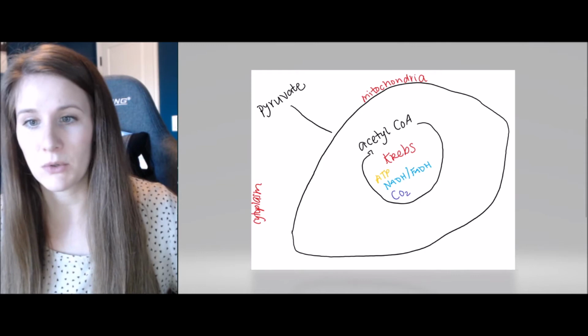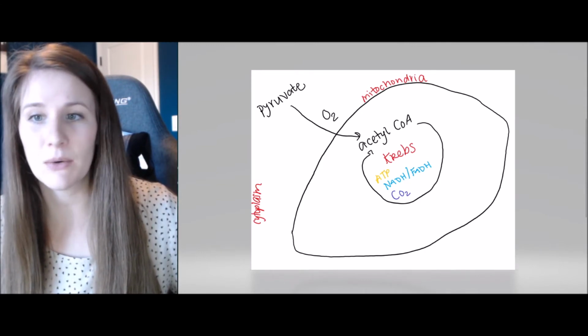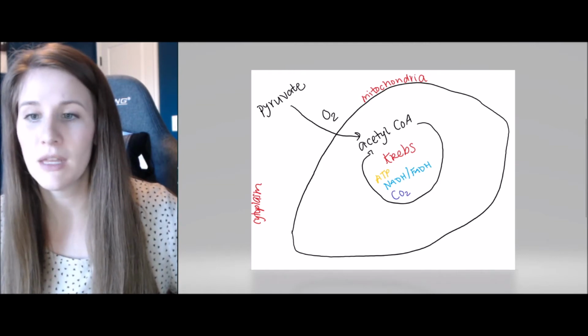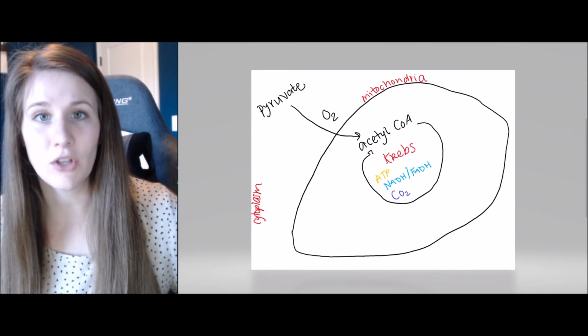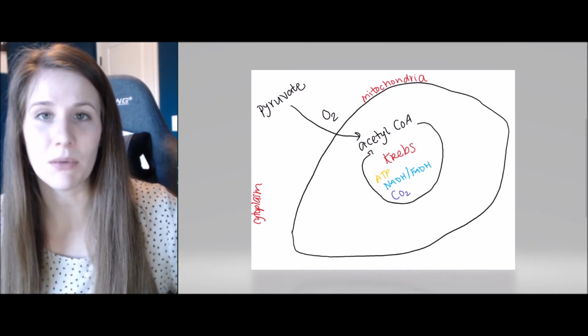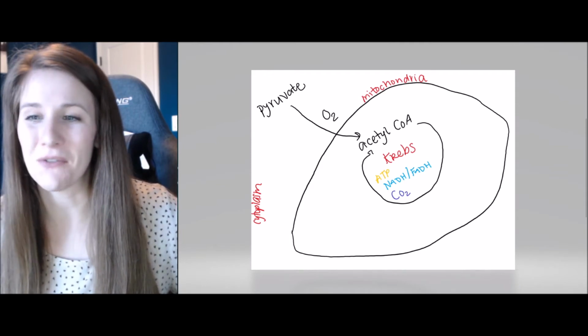So pyruvate will come into the mitochondria because oxygen is present. So our ticket is there. We can come into the mitochondria or the Super Bowl. And in that process of pyruvate being converted into acetyl-CoA, we're going to create 5 ATP. Again, that's called the pyruvate dehydrogenase complex. And that's as much detail as we're going to go into for this video.